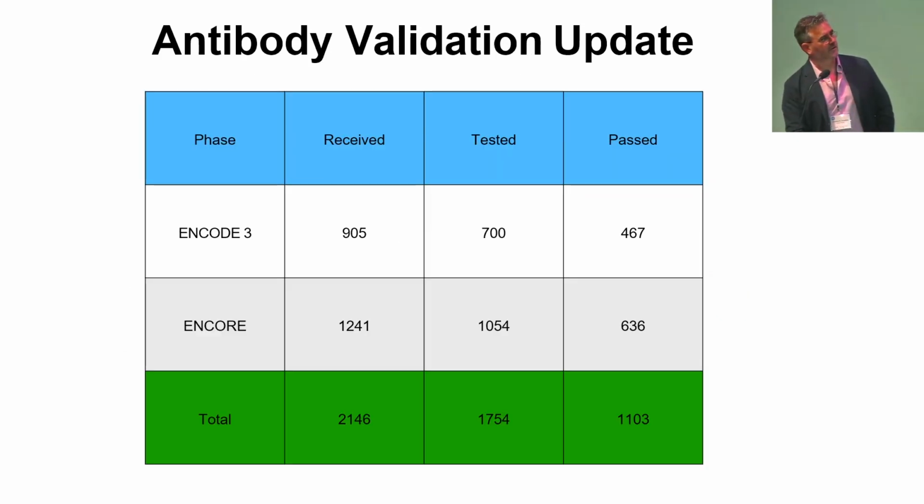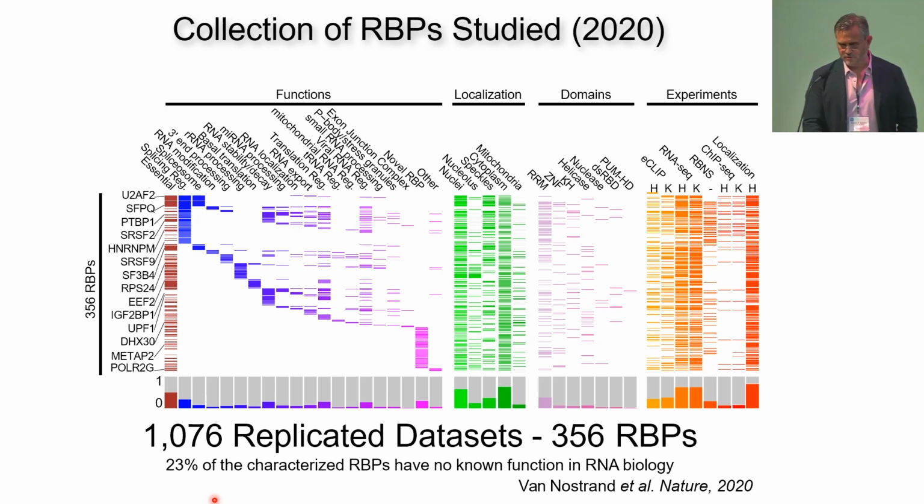And so, as I said, we've tested, acquired over 2,000 antibodies, and we have validated about 1,100 of these to human RNA binding proteins. And we published a paper a few years ago for a freeze in the data set. At that point, we had over 1,000 different replicated data sets that have been generated. And we had at least one experiment performed for 356 RNA binding proteins. In this slide, all the proteins are shown in rows, and all the different experiments or features for those proteins are shown in the columns.